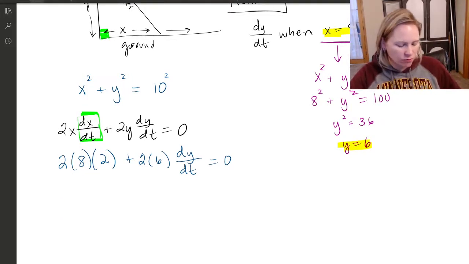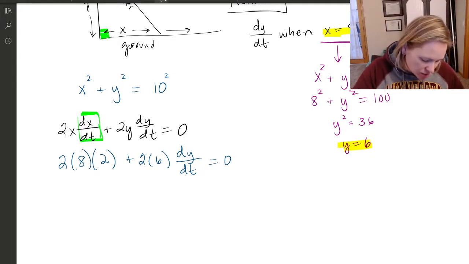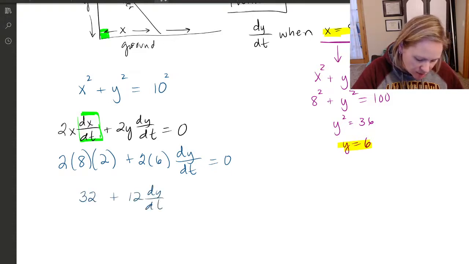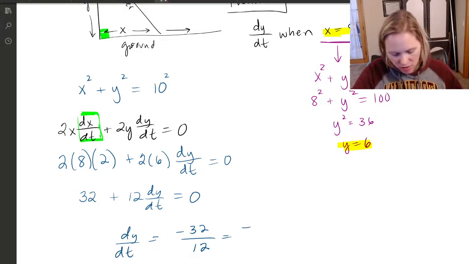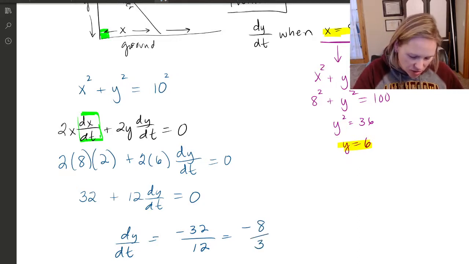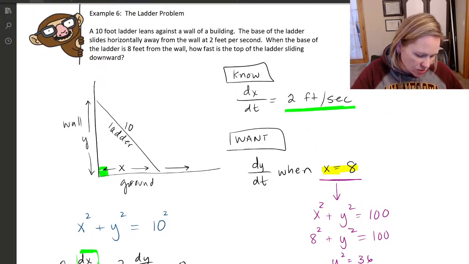But if you ever find yourself with a remaining piece of information, you need to back up and look at your picture and ask yourself, what did I miss? So here we go. We've got 4. This is going to be 32 plus 12 dy dt. And when we subtract everything, we're going to get negative 32 over 12, or negative 16 over 6, or negative 8 over 3. There we go. So negative 8/3 feet. Let's make sure we get our units right. So feet per second.